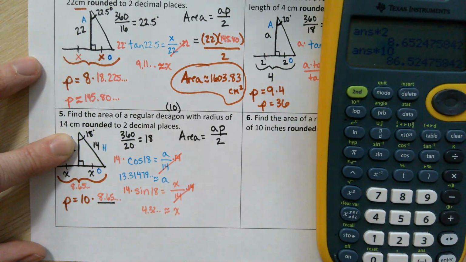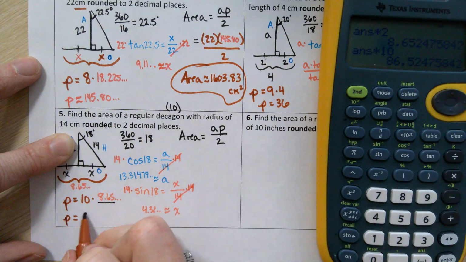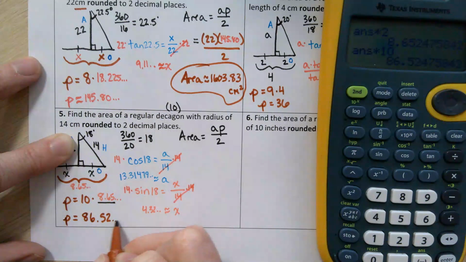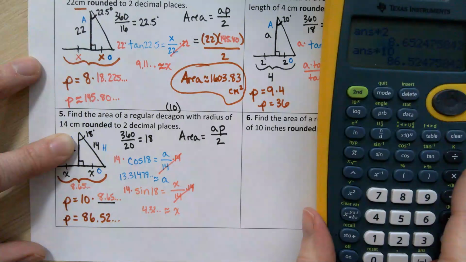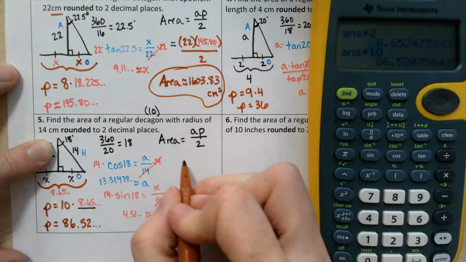So again, I'm trying to keep that rounded answer from happening for as long as possible. So 86.52 with a bunch of decimal places. And now I'm going to go ahead and plug in what I have, keeping in mind that that perimeter is still sitting on my calculator.